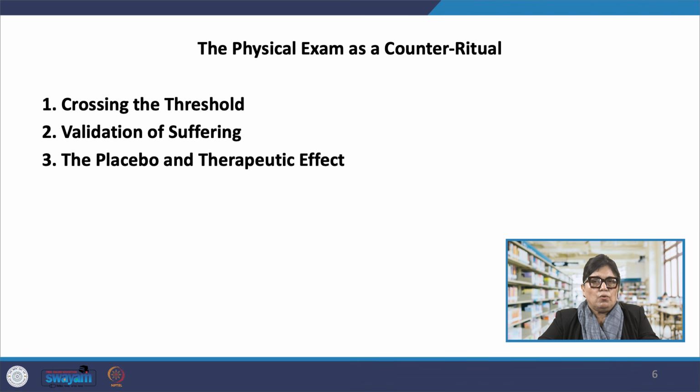The placebo and therapeutic effect. The structured, rhythmic nature of the exam, the quiet listening, the systematic checking carries a therapeutic benefit. It signals to the patient that they are being intensely cared for, lowering anxiety and building a strong therapeutic alliance.